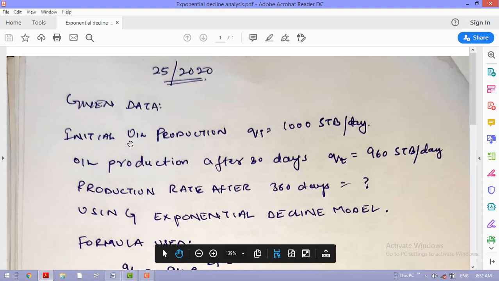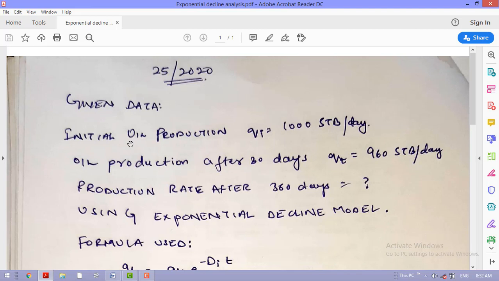As given in the question, the initial oil production is represented as QI, which is 1000 STB per day, and the oil production rate after 30 days I represented as QT, which is 960 STB per day. QT is the production rate at that particular time. And the production rate after 360 days we have to find by using the exponential decline model.